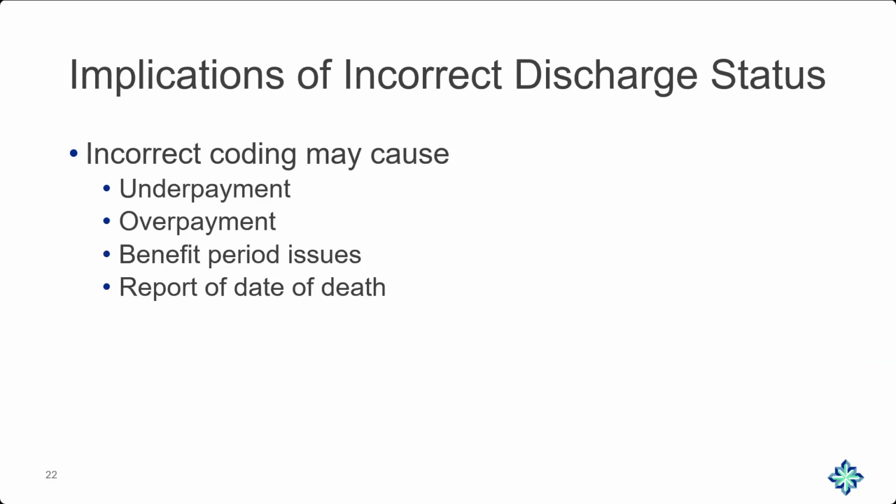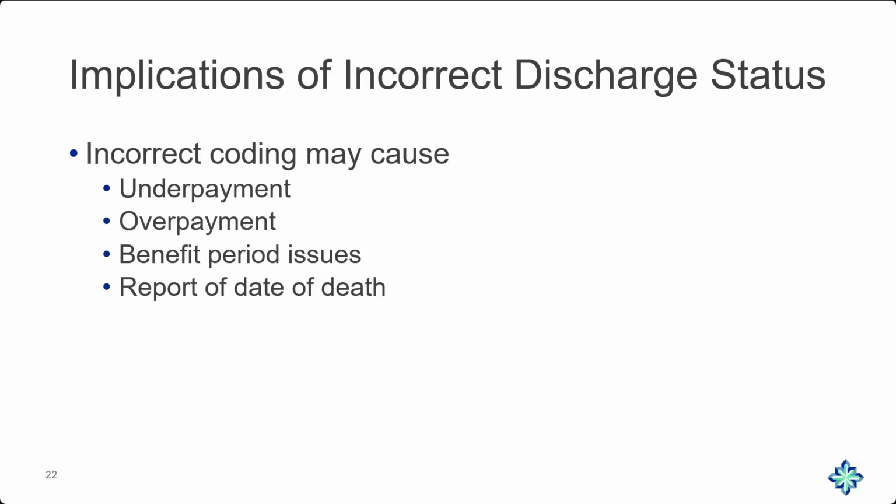We usually think of Medicare and CMS as only frowning upon overpayments, looking to get money that Medicare paid in error back to the Medicare program. But it's important to know that an underpayment is still an improper payment, and it is still counted as an error. Another implication of an incorrect discharge status is continuity in keeping the patient's benefit period up to date.